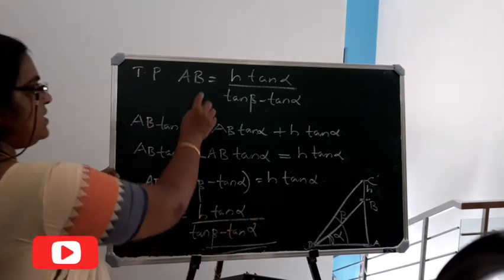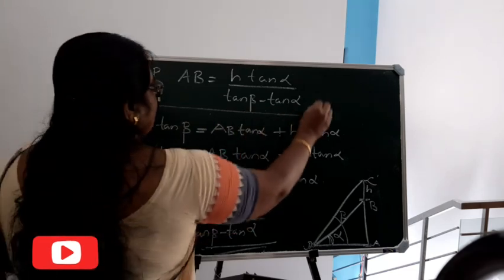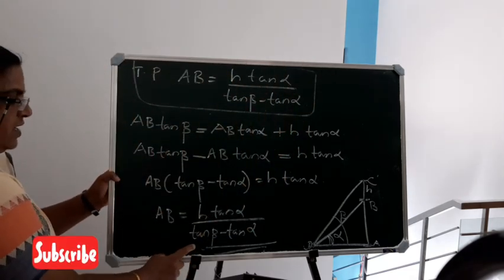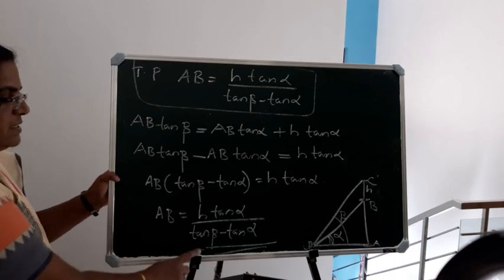So this is our answer. We proved this one. AB, the height of the tower, is equal to h tan alpha divided by tan beta minus tan alpha.